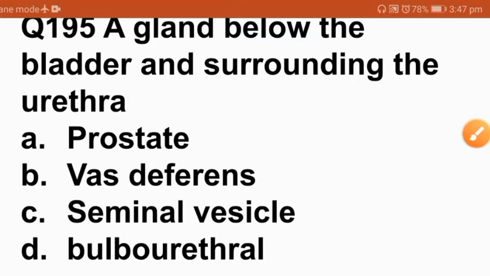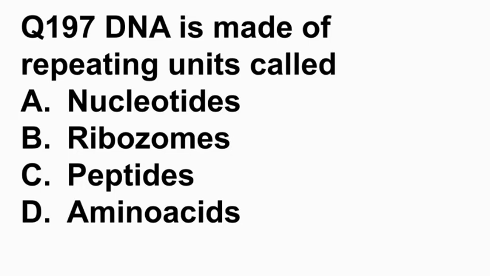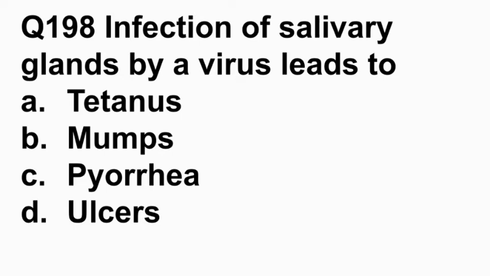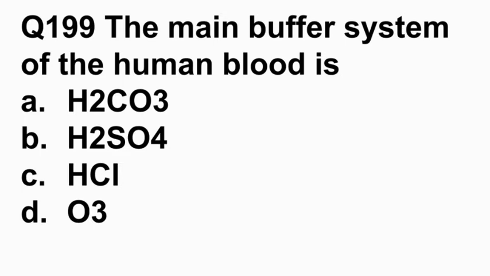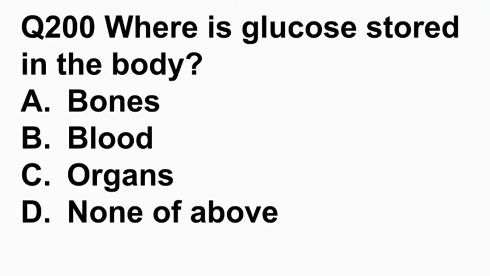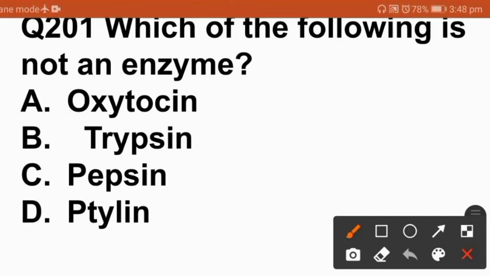Conversion of glycogen to glucose is stimulated by C. Glucagon. DNA is made of repeating units called A. Nucleotides. Infection of salivary glands by a virus leads to B. Mumps. The main buffer system of the human blood is A. H2CO3. Where is glucose stored in the body? B. Blood. Which of the following is not an enzyme? A. Oxytocin. How many chromosomes are in a human gamete? A.